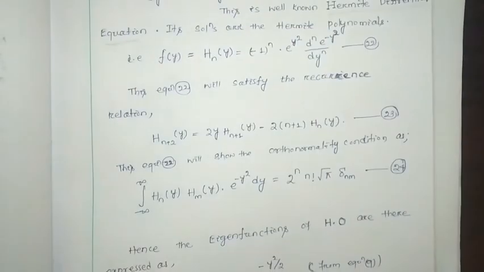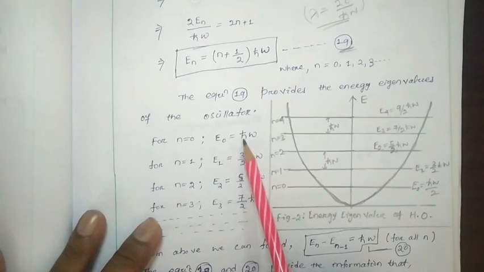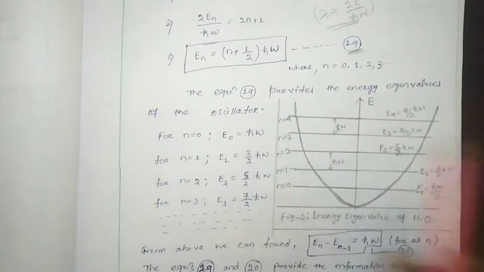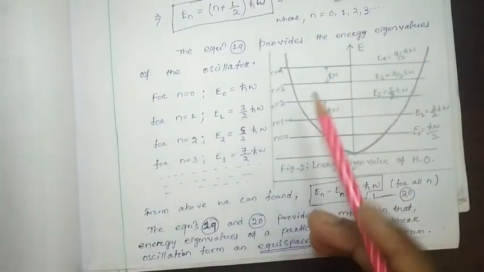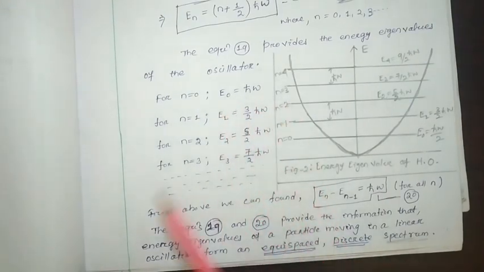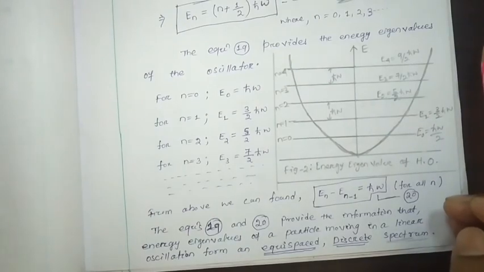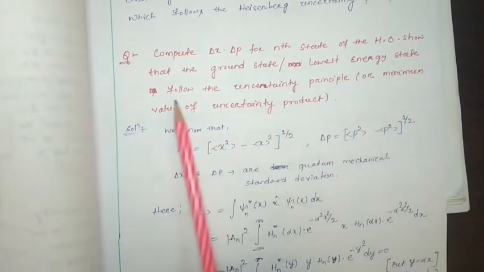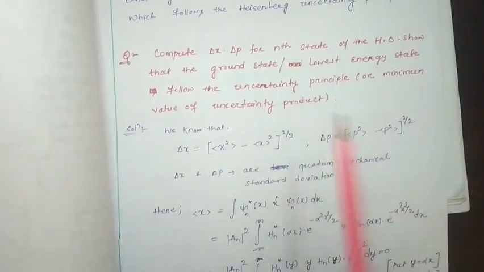And here I am going to say one thing: even if n is equal to 0, E0 is equal to h cross omega by 2. That means at the equilibrium position, or at the ground state itself, the particle has some energy, meaning it is in a vibrational state, which follows the Heisenberg uncertainty principle. How it follows the Heisenberg uncertainty principle, that also we are going to discuss next class. This is the ground state, the lowest energy state, which follows the uncertainty principle.